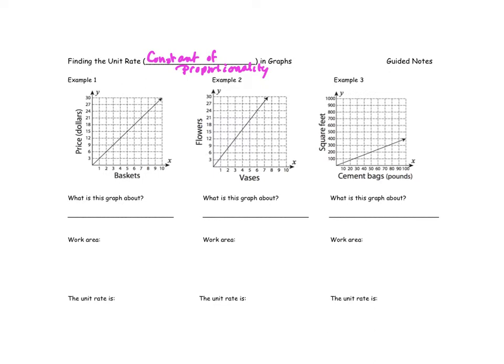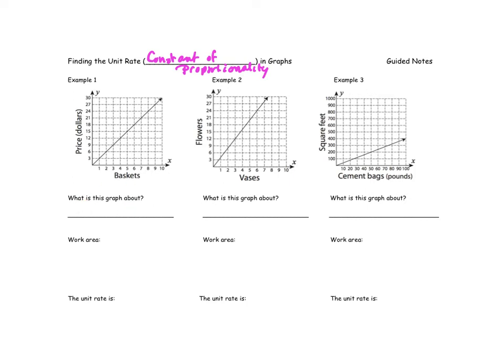Before we begin, let's acknowledge that all of these graphs are proportional. And if you recall, a proportional graph is a straight line. All of these are straight lines that pass through the origin, and every single one of these graphs passes through the origin. So before we find our unit rate, let's investigate what each graph is about.